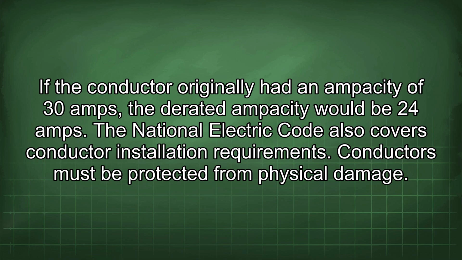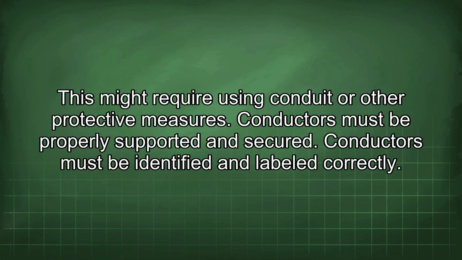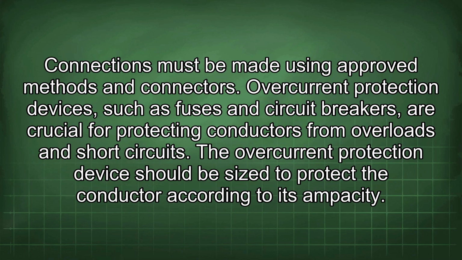The National Electric Code also covers conductor installation requirements. Conductors must be protected from physical damage. This might require using conduit or other protective measures. Conductors must be properly supported and secured. Conductors must be identified and labeled correctly. Connections must be made using approved methods and connectors.